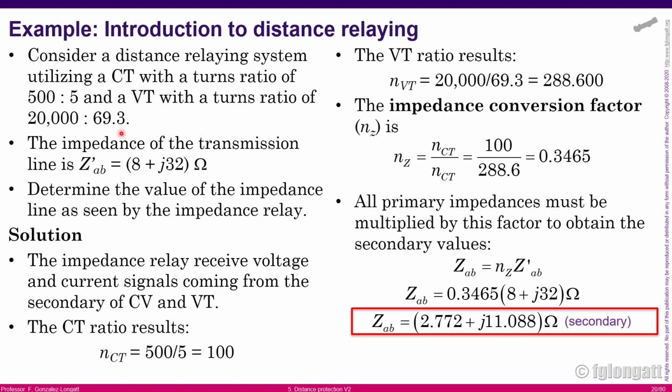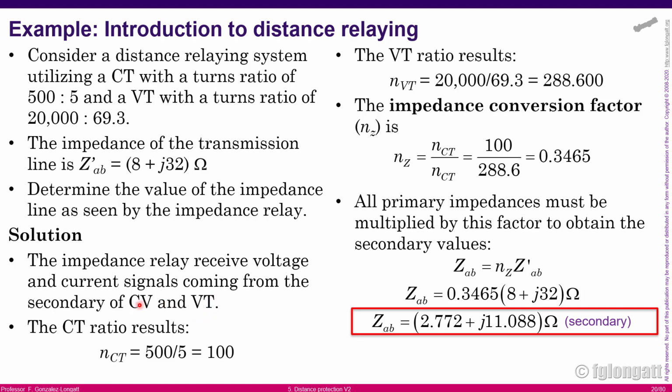The impedance of the transmission line in this case is 8 plus j32 ohms. Of course, that is the impedance of the transmission line, and that means it is located at the primary side of those transformers. The question here is extremely straightforward: determine the value of the line impedance as seen by the impedance relay. What we need to do is, since we are using voltage and current transformers, define what the transformer ratio is.